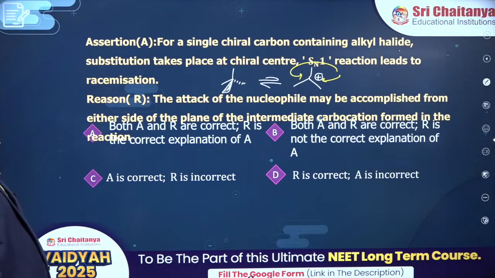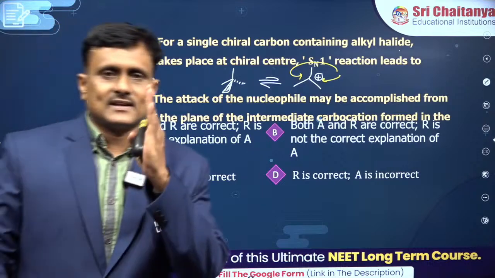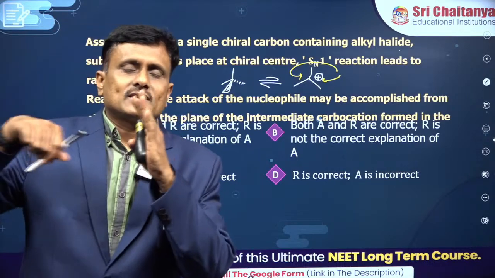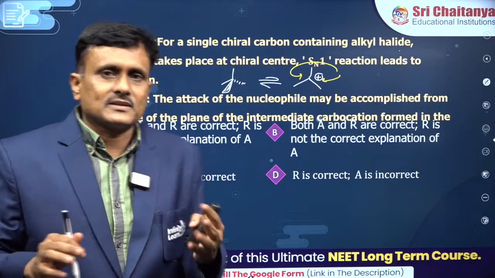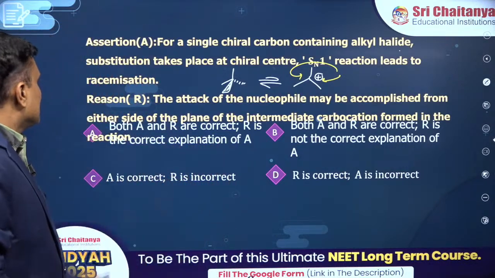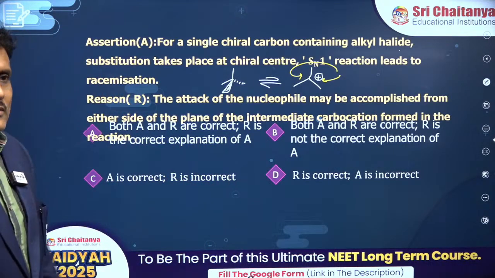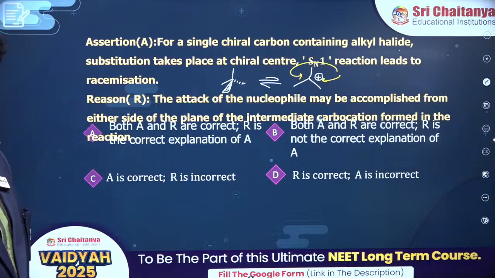Correct. The attack of nucleophile may be accomplished from either side of the plane. Intermediate carbocation is formed because carbocation is planar. So nucleophile could attack from either side. However, we need to know that there is partial racemization that is not being spoken about. So reason, no, how could this be B? This is A.